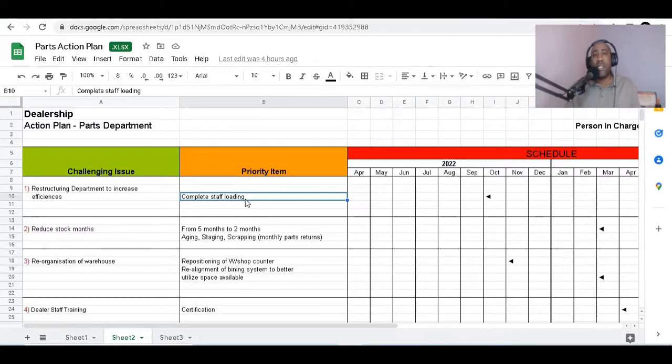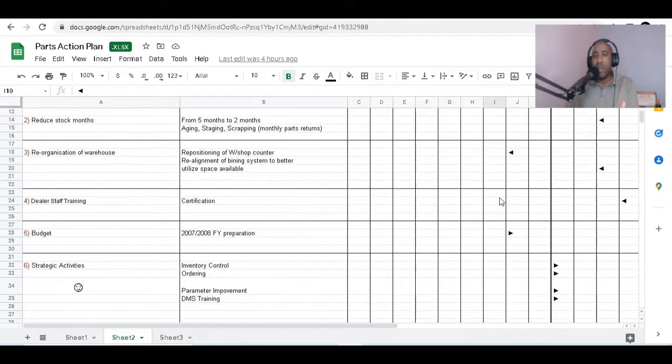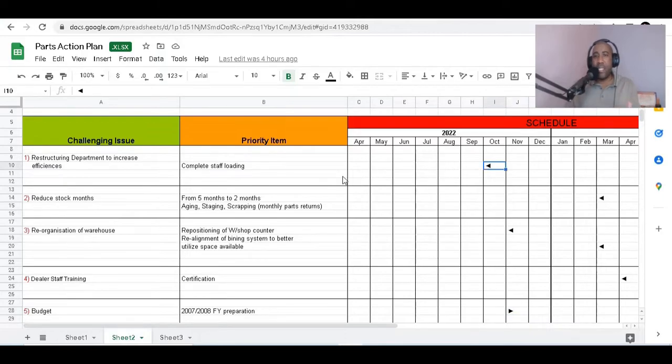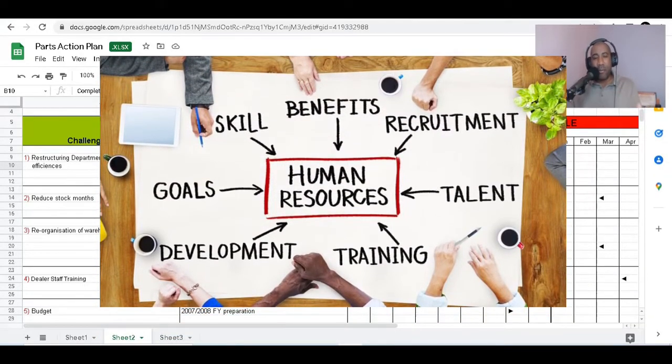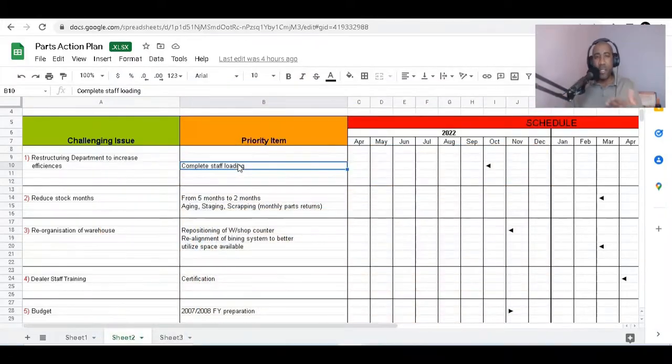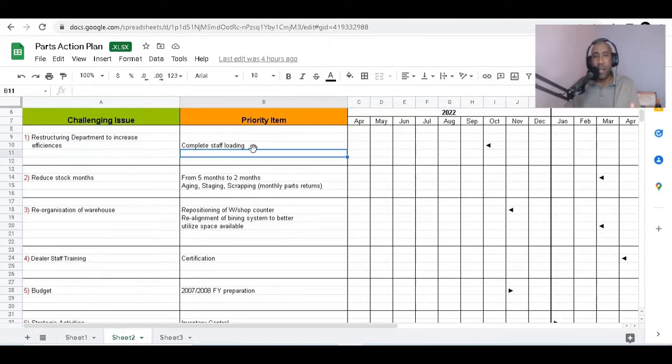So you want to ensure that you complete your staff loading as much as possible. Some of the staff have been overburdened, and then the schedule here will say, okay, you want to finish this by October 22. So you have your start arrow, and then you have your completion time, and that's basically it. So you will be aligning yourself with the HR department, telling them exactly who you need, what position they need them for, and the job description will be highlighted, and the HR department will go around advertising, recruiting, training, and doing the necessary interviews and everything. So that is one priority item.